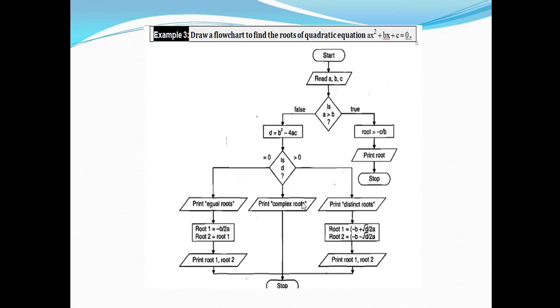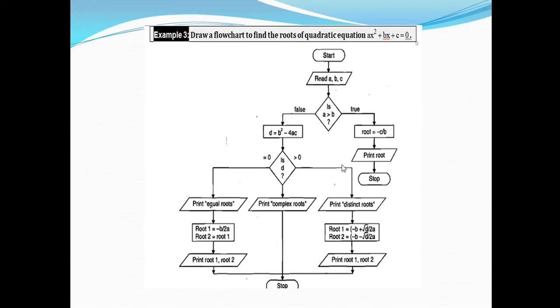If the d value is less than 0, then it has complex values. Complex values are nothing but in a plus ib format. The complex roots are in a plus ib form. Those roots are called complex roots.